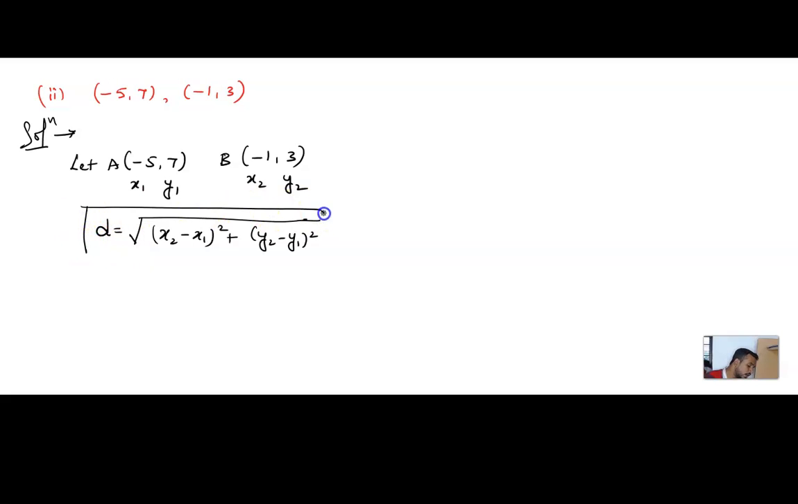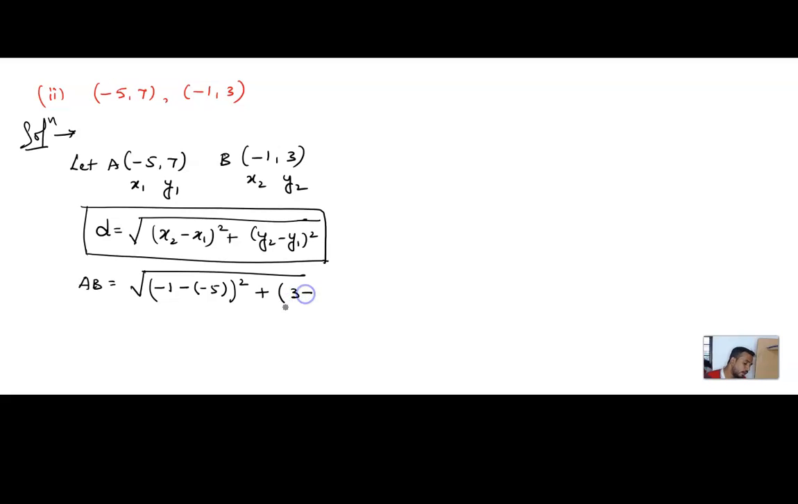Remember, always try to highlight the main formula. Got it? Now, between which points are we finding the distance? That is AB. So AB is equal to root of, what is x2? Minus 1, formula minus. What is the x1 value? Minus 5. One more minus we are getting. So we are going to write this in brackets, minus 5 whole square. Got it? Plus y2, that is plus 3, minus y1, that is plus 7 whole square, that is equal to root of minus 1 minus into minus plus 5 whole square plus 3 minus 7.